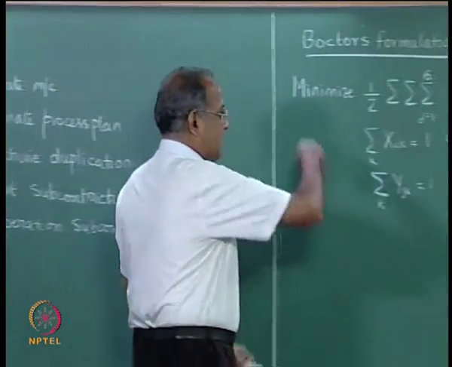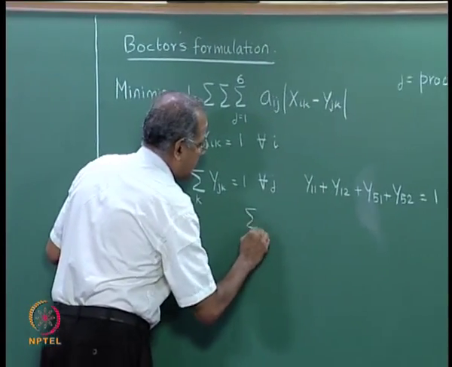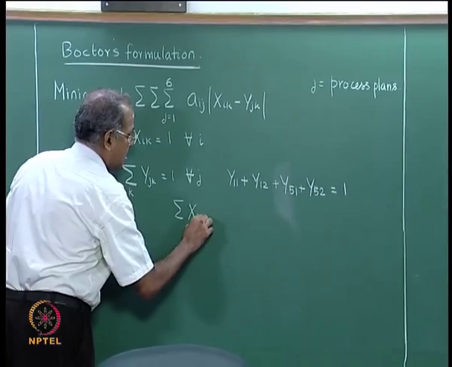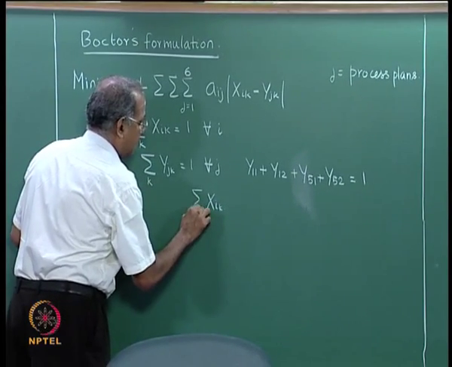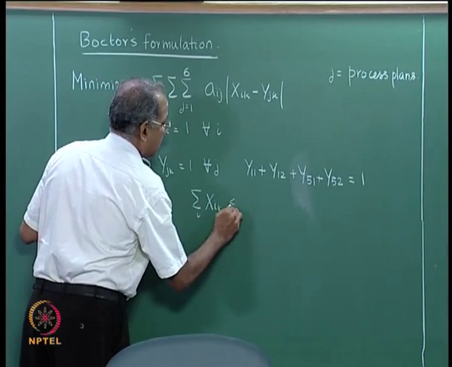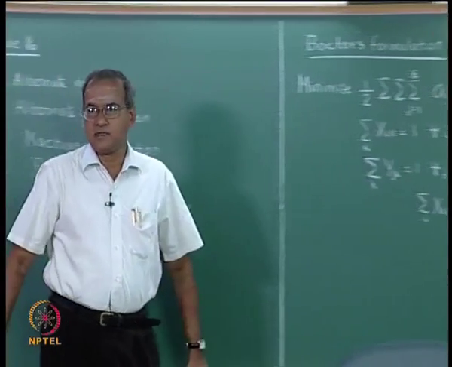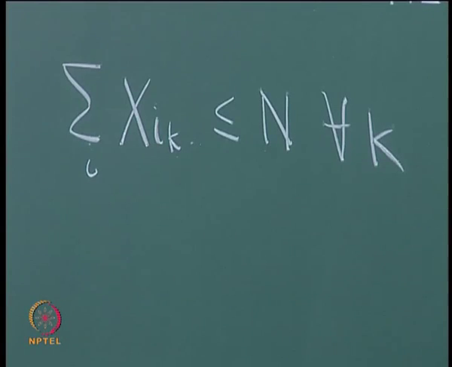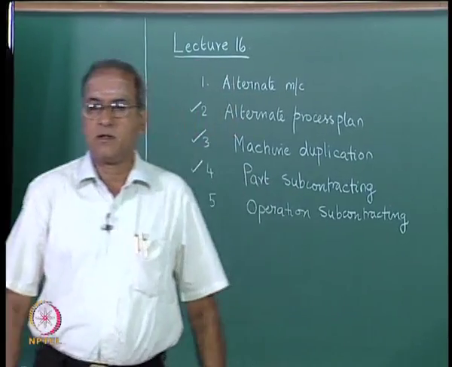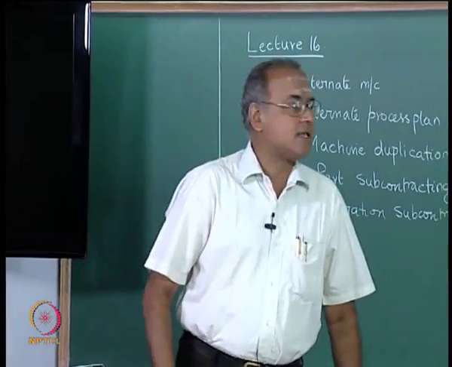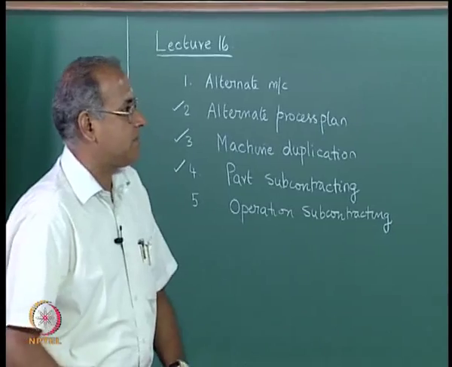Plus we need to have a restriction, sigma xik summed over i is less than or equal to some n for every k, unless we do that it will put all the machines into a single group. So, we will have to add this for the Bakhta's formulation. Now, let us see what happens to the solution.